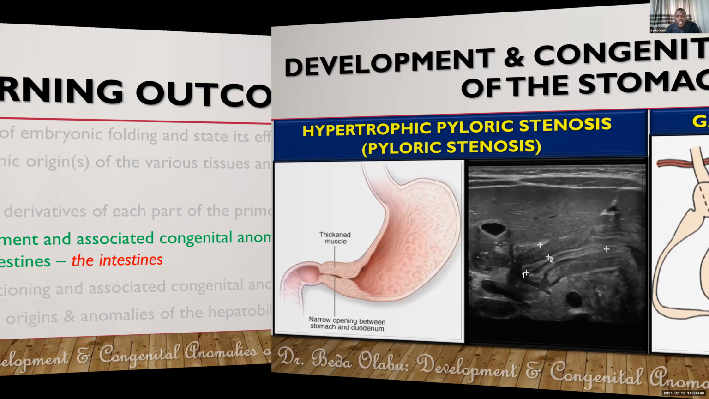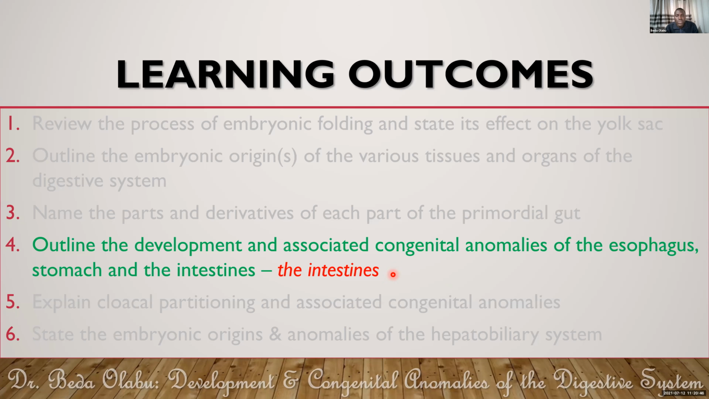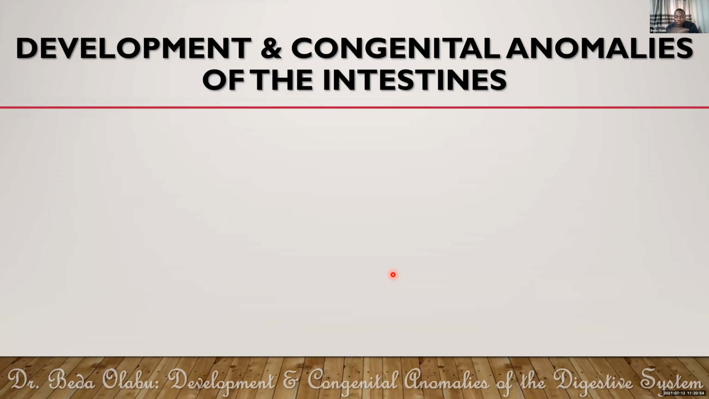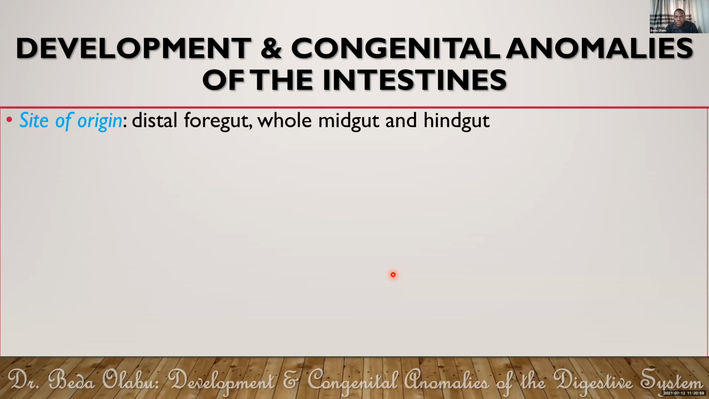How about the one for the intestines? Before I take you through the malformations of the intestines, there are some things I want to say about the intestine in terms of their development. In terms of the site of origin, the intestines will come from the distal part of the foregut, which is the part responsible for giving us the proximal part of the duodenum. Then the whole of the midgut. And remember, the midgut gives us some part of the duodenum, the whole of the jejunum, the whole of the ileum.